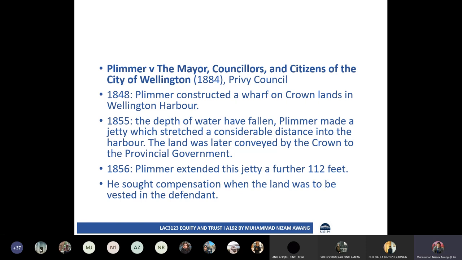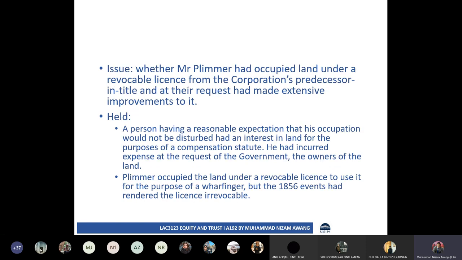So Plimmer constructed a wharf, the water had fallen, he extended the jetty, but later the land was given to the provincial government. So he wanted to claim his right over the wharf. He did that based on the promise made by the municipal council. The issue here is whether Plimmer had occupied the land under a revocable license from the corporation's predecessors, and at their request had made extensive improvements to it. So when the water had fallen, there was actually a promise made by the municipal council that they had given him a revocable license, therefore he extended the jetty.